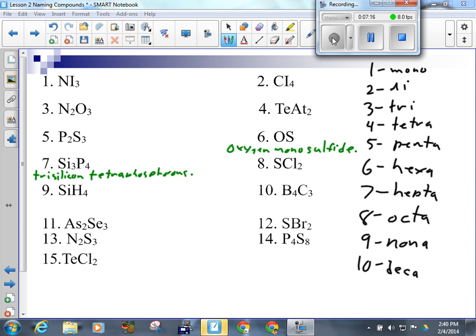For number 8, I've got sulfur with chlorine. There's only one sulfur, so I write it exactly that way. Sulfur and then dichloride. For number 9, we've got 1 silicone and 4 hydrogens. Hydrogen is acting as a non-metal obviously here because it's listed second. So we have silicone tetrahydride.